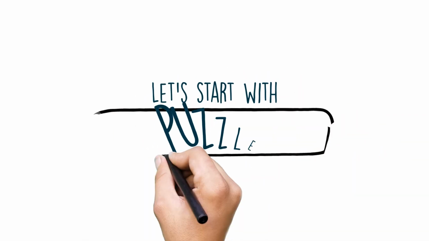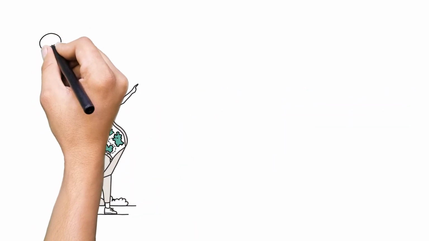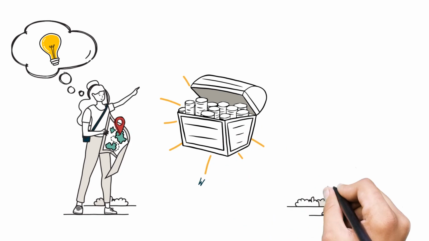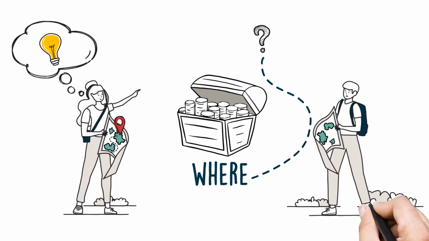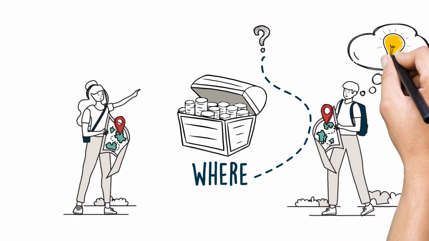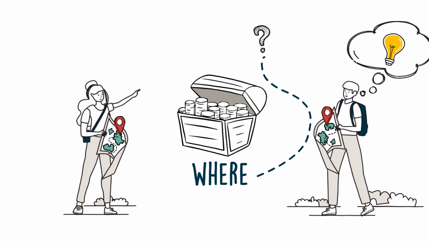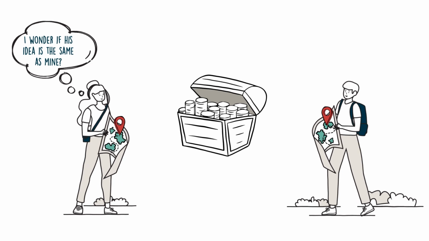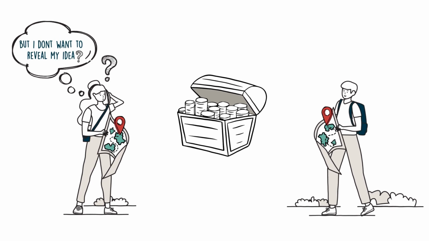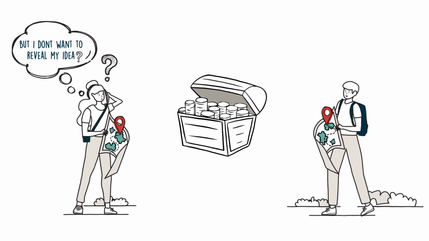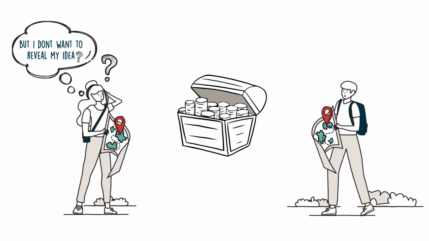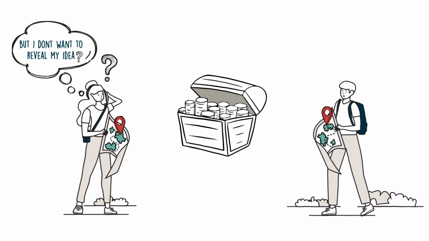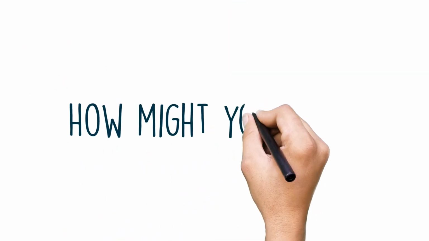Now, let's start with a puzzle. Imagine you are in a treasure hunt. You think you know the secret location of the treasure. Another person also claims he knows the secret location. You want to know if he has the same secret location as you do, but without either party disclosing the secret. Not even hints or partial reveals. How might you do it?